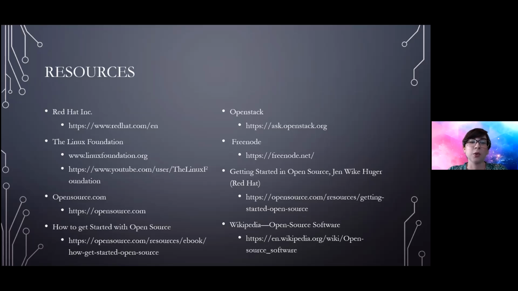And so resources. So these are kind of the foundations for open source. So if you want any kind of information on open source, or if you're looking at some types of open source software and you're not sure if you should trust it, these are kind of the names that you'll look for. So you've got Red Hat Inc., the Linux Foundation, opensource.com. Opensource.com also has kind of a little how-to on how to get started with open source. You've got OpenStack, Freenode, and then getting started in open sourcing specifically from Red Hat. And again, Wikipedia is a really good kind of resource to start off looking at what open source is all about, if you just kind of want a cursory knowledge of open source.